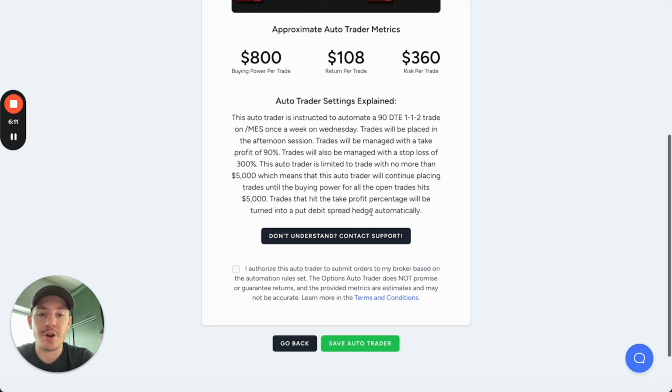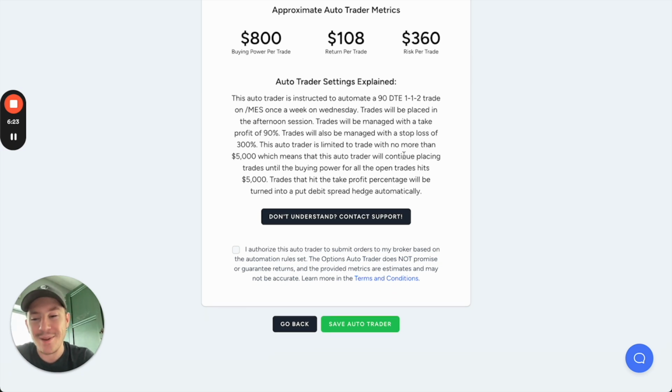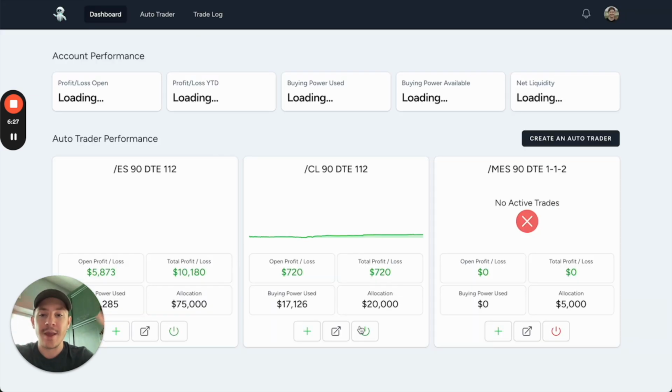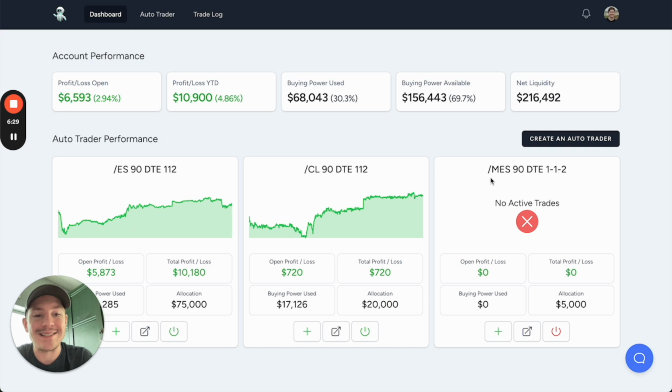Perfect. The auto trader is limited to trade with no more than $5,000, which means the auto trader will continue placing trades until the buying power of all the open trades hits 5,000. Perfect. Trades that hit the take profit percentage will be turned into a put debit spread hedge automatically. Wonderful. I understand. Agree. Save the auto trader. Now I have this auto trader, MES 90 DTE 112. Just like that, I've automated the entire 112.